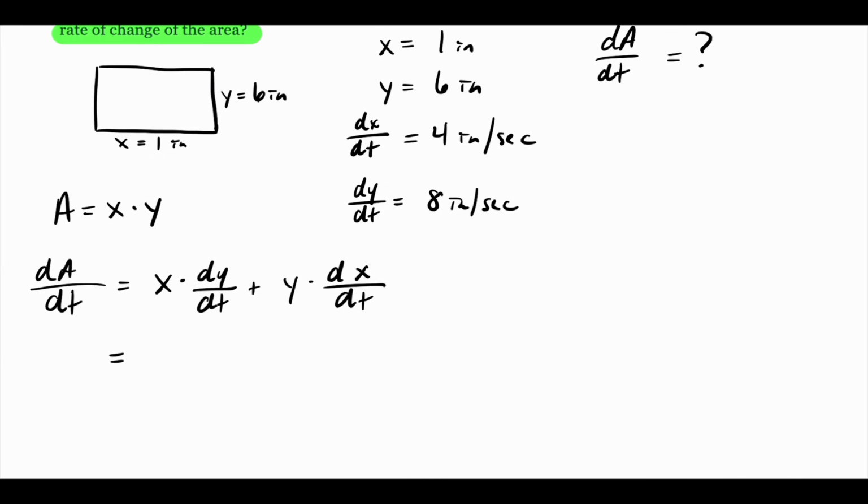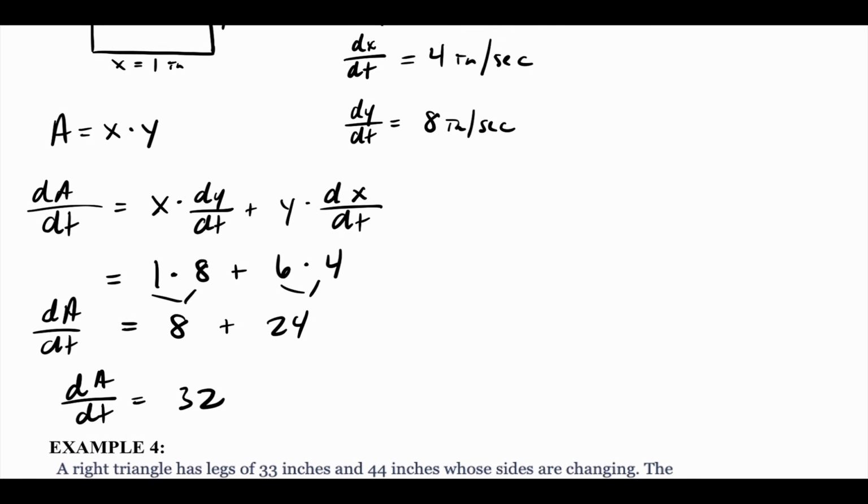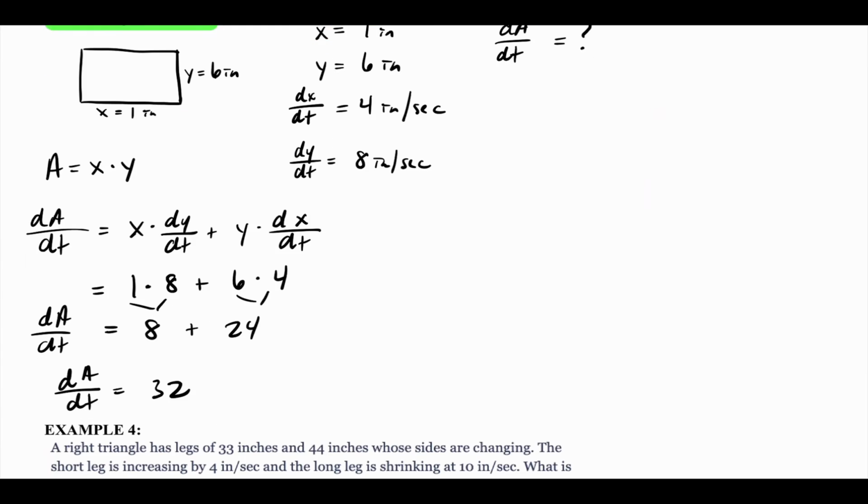Okay. X, we said, was 1 times dy dt, which is 8, plus y is 6, dx dt is 4. So we have 8 plus 24, dA dt equals, what is that, 32? Okay, 32. So let's go write it up here.